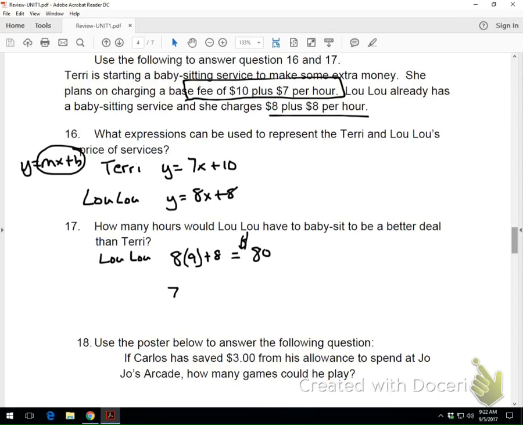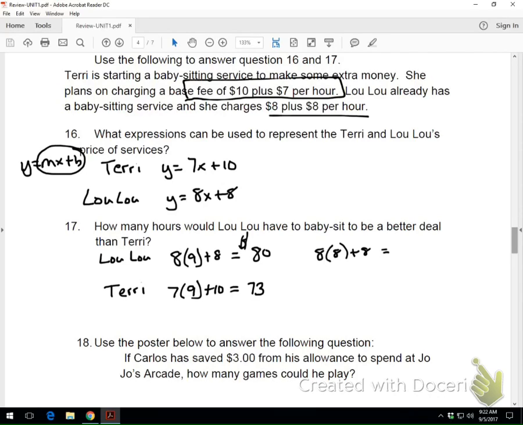Now let's do the same thing for Terry. What's 7 times 9 plus 10? 73. So it's awful close. We still got a little bit of a gap. So 9 looks good. 9 is more. If she babysits 9 hours, she's obviously going to make more than Terry. Well, let's go ahead and try 8 just to play it safe.